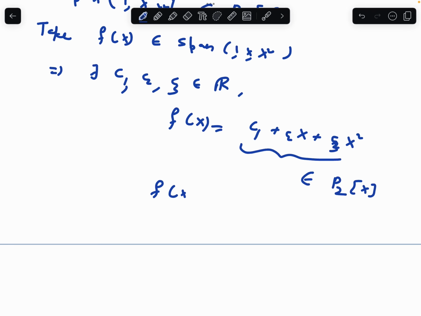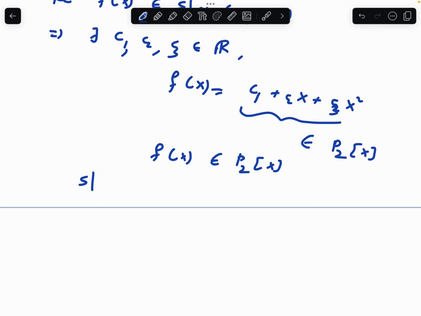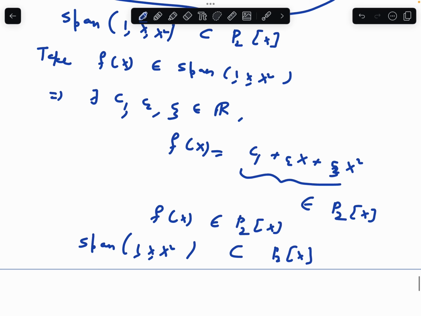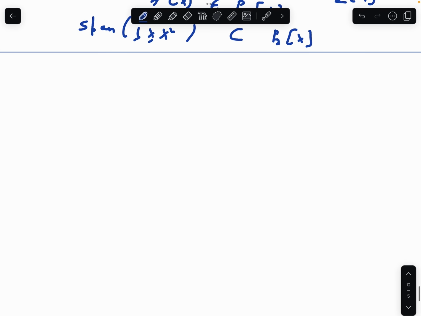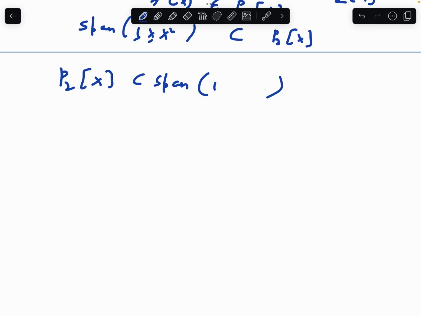So span of 1, x, x square lies inside P2(x). That is, the span is actually a subspace of P2(x). Now we want to show the other side. Now we want to show that P2(x) is inside the span of 1, x and x square.